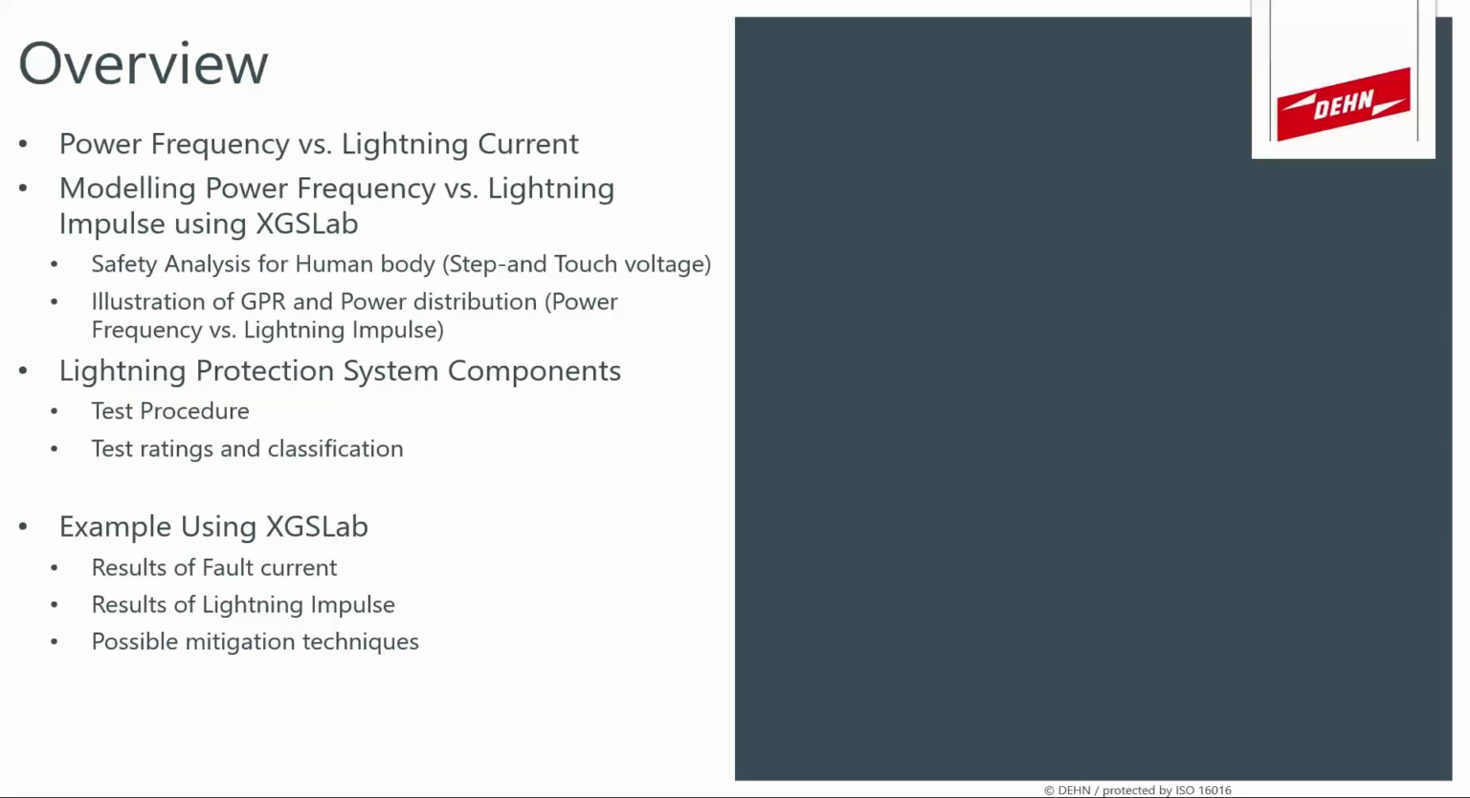We will also then look at how lightning protection system components have their own test procedures and their test ratings and their own classifications, and how that's a little different compared to power system components and how they are tested, to ensure that these considerations are taken into account when we design systems to be safe for lightning purposes as well. And at the end, we will then illustrate a basic example using the XGS Lab software and see how the results change for all of the points we discussed previously.